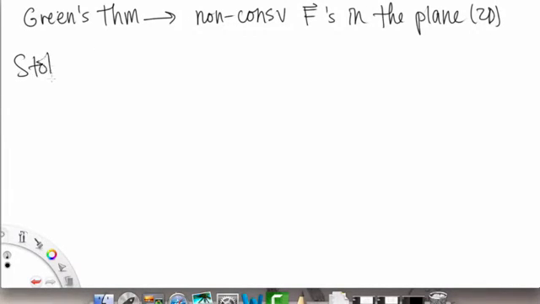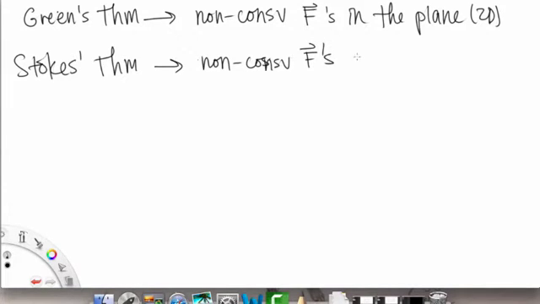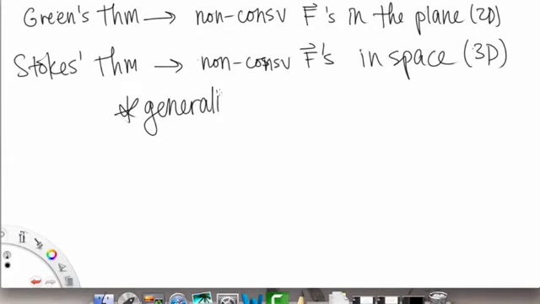And Stokes' theorem also has to do with non-conservative vector fields, or just vector fields in general, I think. But this is a more generalized version of Green's theorem in that it deals with 3D. So in space, so this is 3D space. Okay, so this is a generalization of Green's theorem.